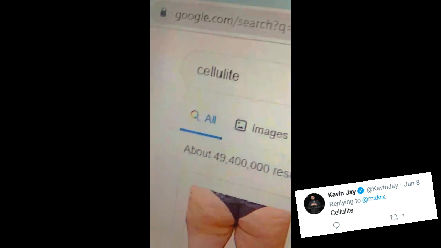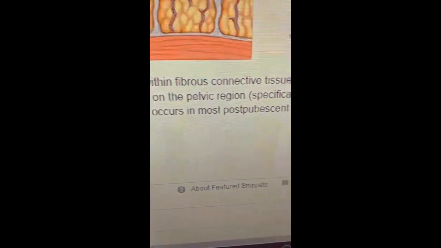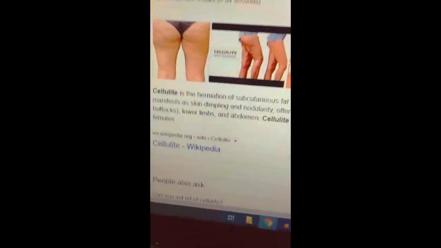Yo, why do they call it a black hole? Holes don't have a color. I don't know what this word means, so I googled it. And it says herniation of subcutaneous fat within fibrous connective tissue that manifests as skin dumpling. Skin dumplings? That sounds delicious. I don't know what Chinese mean. Isn't that how Chinese people say thank you?